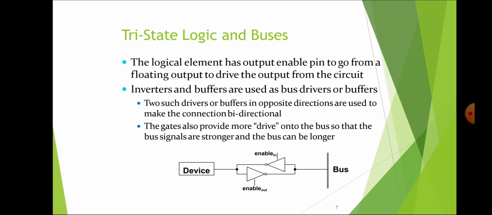The logical element has an output enable pin to go from a floating output to driving the output from the circuit. Inverters and buffers are used as bus drivers or buffers. So it can be an inverter or a buffer. Two such drivers or buffers in opposite directions are used to make the connection bidirectional, so you can receive or send data over the bus. The gate also provides more drive onto the bus, so that the bus signals are stronger and the bus can be longer. So we can use the gate also.